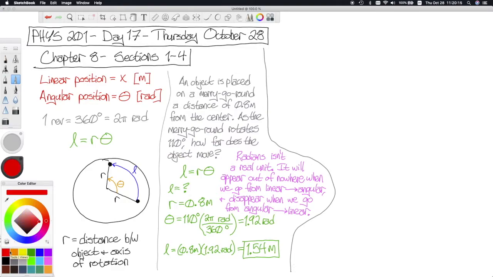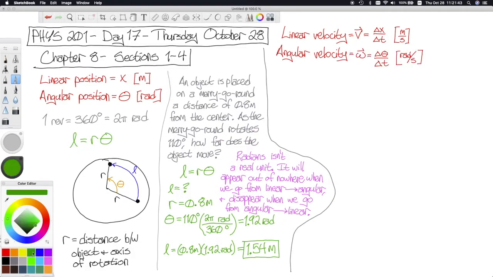And now that we've talked about angular position, we can start to talk about our next angular quantity, which is the angular velocity. So linear velocity was v, and was defined as the change in position over the change in time, and was measured in meters per second. Angular velocity, on the other hand, will have the variable of lowercase Greek letter omega, and will be defined as the change in the angular position over the change in time, and will have units of radians per second.